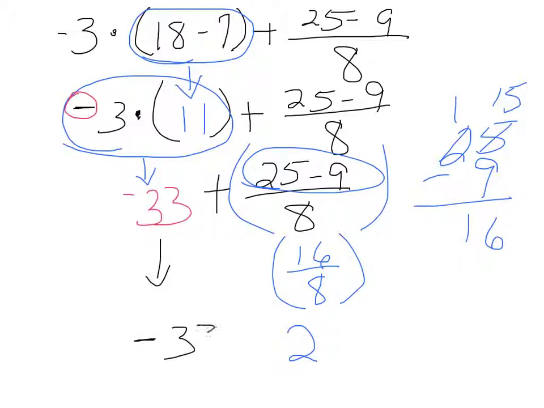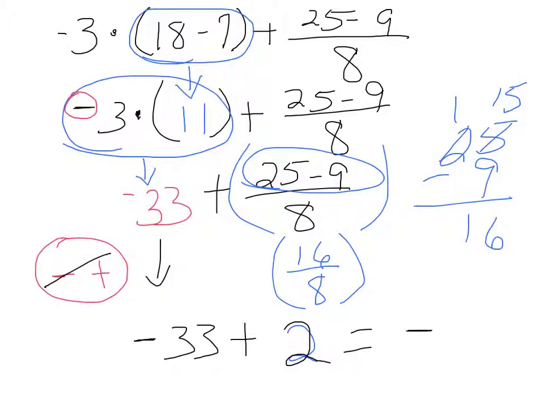Negative 33 plus 2 now is equal to. Following your integer rules, we have a negative and we want to add 2 positives. Now don't forget, when we have a negative and we put a positive with it, they cancel each other out, becoming a zero pair. So I really don't want to add, I really want to subtract. So 33 take away 2 is 31. So we'll have more negatives left over. So I'll have negative 31. And that's our final answer.